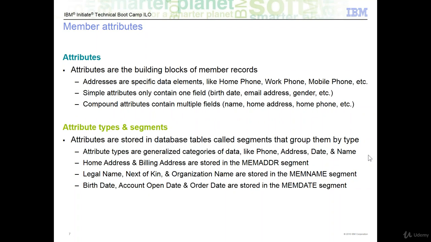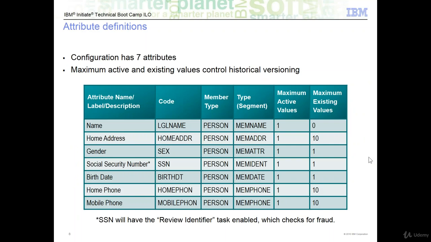So these attributes, they're the building blocks of member records, where addresses are specific data elements, and simple attributes only contain one field. For aptitude, type and segment, they are stored in database tables called segments, grouped by type. So legal name, name of kin, organization, they're stored in mem name segment, home address, billing address, they're stored in mem address segment, the birth date, account open date in the date. So here you can have a look at the configuration, that is 7 attributes, maximum active and existing values, they control historical versioning.